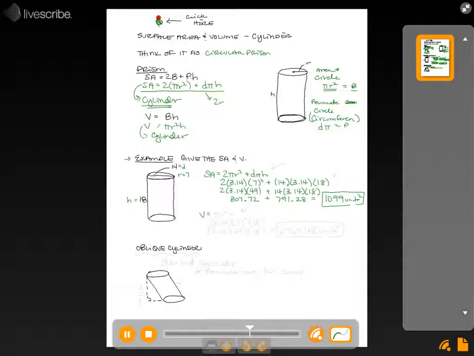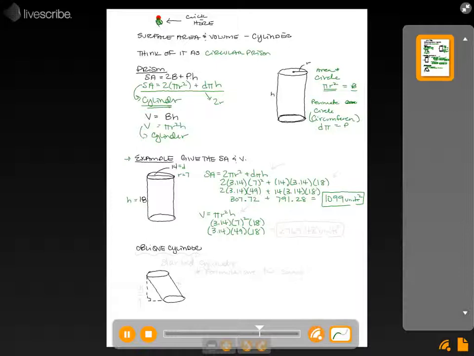Let's do volume now. Real quick before we do volume, I want to remind you that you're using 3.14. Do not use the pi button on the calculator because you would have gotten a different answer. It would be rounded different. So make sure you use 3.14. Volume, our formula is pi r squared h. Pi is 3.14. The radius we said is 7. We're going to square that times the height, which is 18. So 3.14 times 49 times 18.